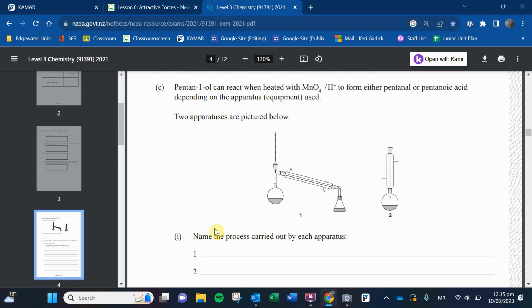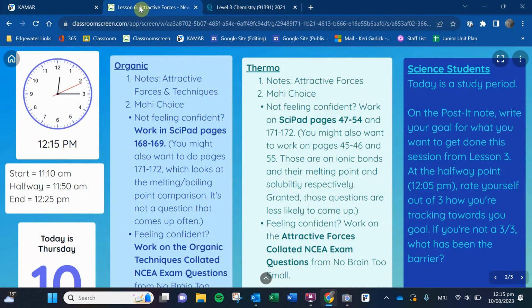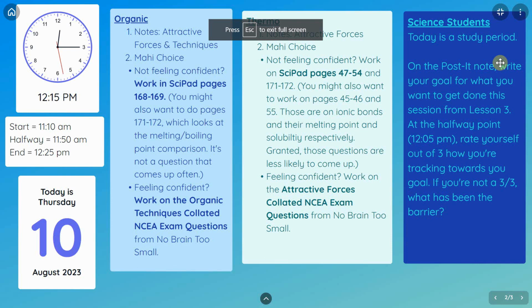Cool. All right. The organic chemistry kids, just FYI, pages 186 and 189 are really good if you don't feel confident with this material. There's also additional pages that you can do looking at comparison of the melting and boiling point. It's not a question I see come up very often, but in case it does, it's worth practicing. And then there's also collated questions on organic techniques as well. So just keep doing various practices.